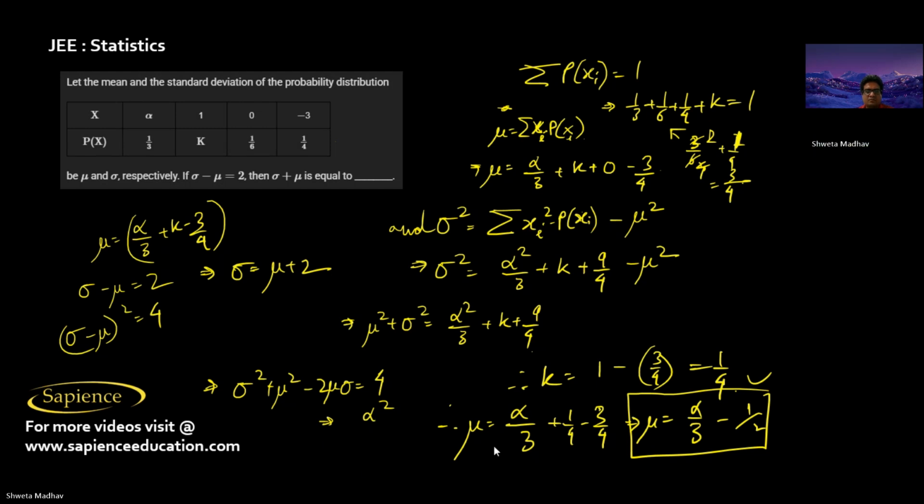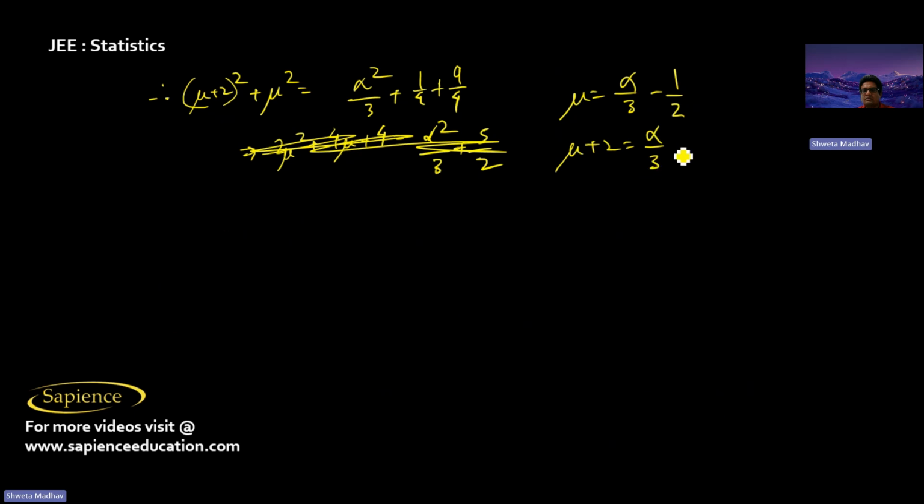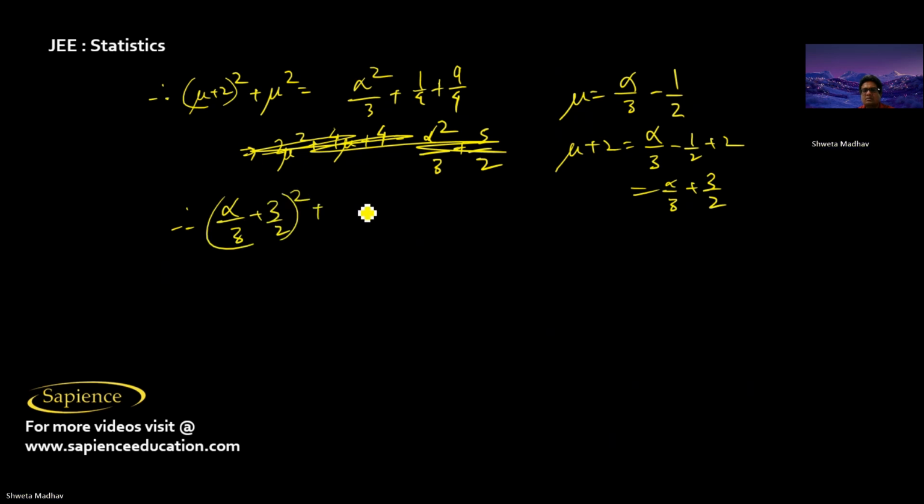Now here mu we have found, that is alpha by 3 minus half. So mu plus 2 would be equal to alpha by 3 minus half plus 2, so that is alpha by 3 plus 3 by 2. Therefore, I can say alpha by 3 plus 3 by 2 whole square plus alpha by 3 minus 1 by 2 whole square is equal to alpha square by 3 plus 10 by 4, which is 5 by 2.